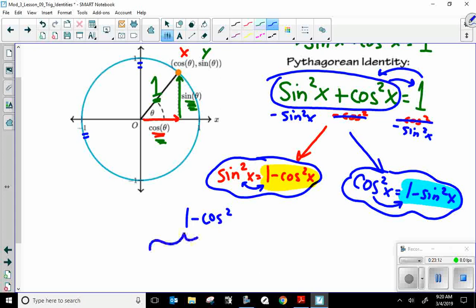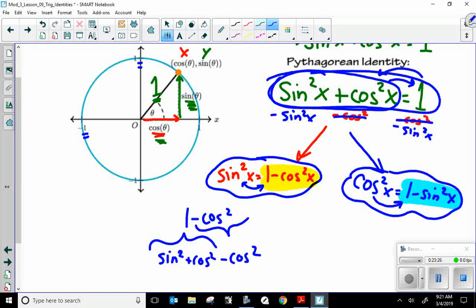So what I'm going to do for my 1 here is I'm going to say that's sine squared plus cosine squared, because that's what 1 is. And then I still have minus cosine squared. My plus cosine squared and minus cosine squared cancel. So I have sine squared. If you want to do that, that's fine.